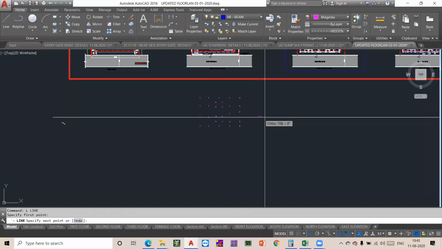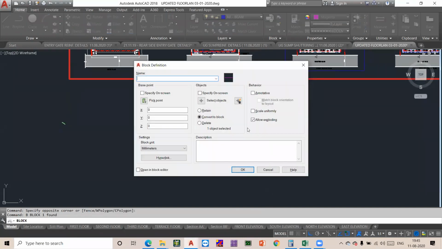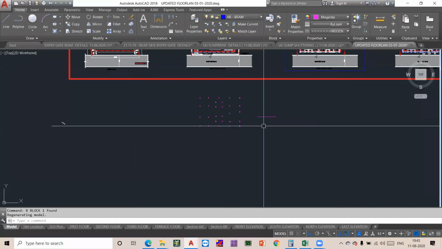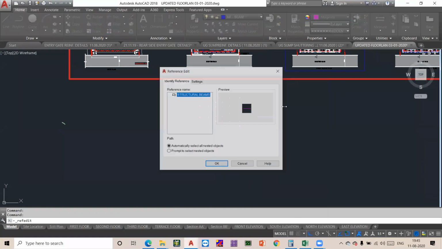What we shall do is we shall select a simple line. Again, we shall define the block structural beams. Redefine. This line has the name structural beams now.